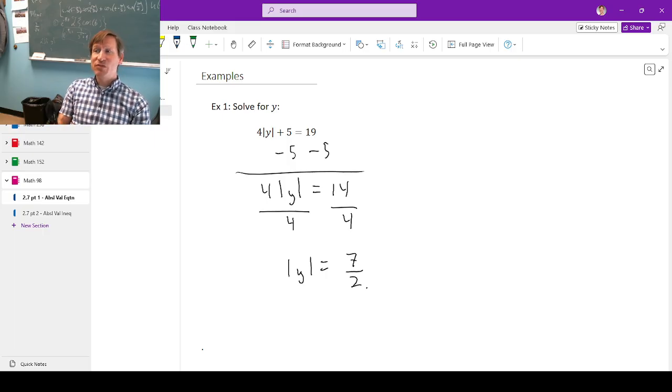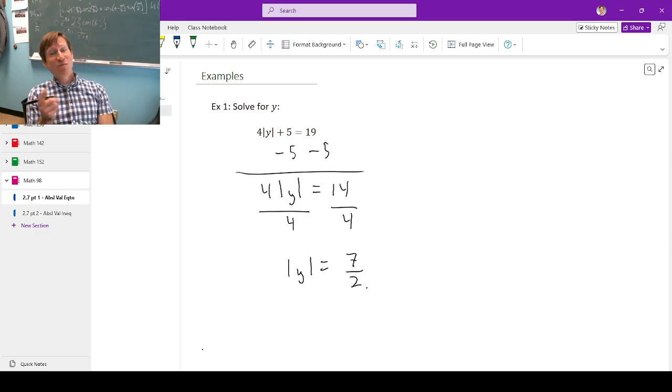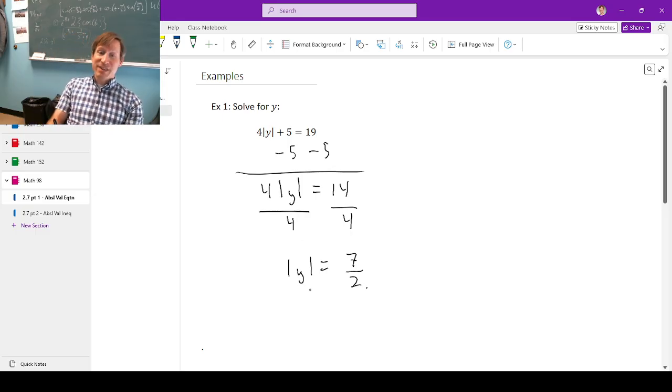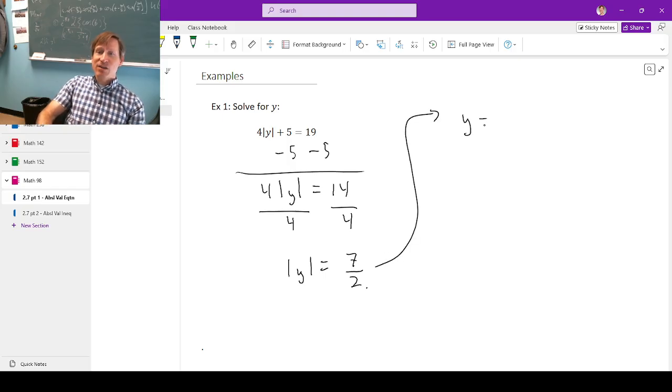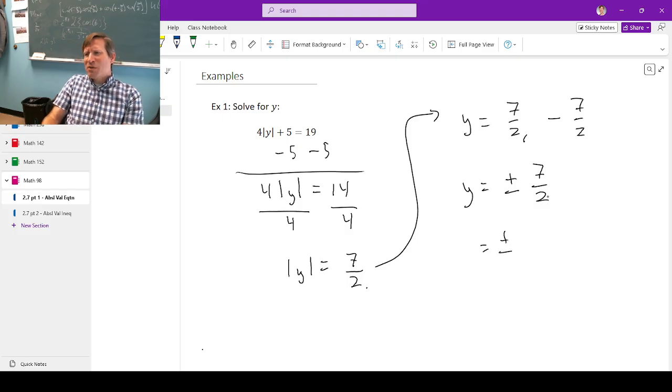We need to deal with the absolute value, but now we can use what we figured out earlier, how to deal with absolute values in an equation. When the absolute value of y is 7 over 2, that means y itself is either positive 7 over 2 or negative 7 over 2. Or another way to write that, remember, would be to write y equals plus or minus 7 over 2. And if you wanted to, you could write this as a mixed number. Improper fractions are fine, but if you wanted to, you could write this as plus or minus 3.5.